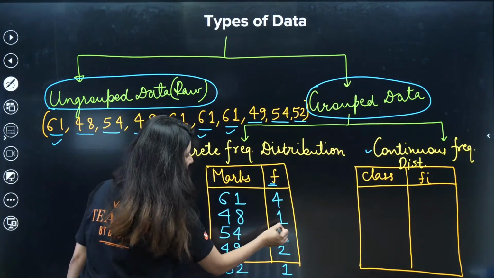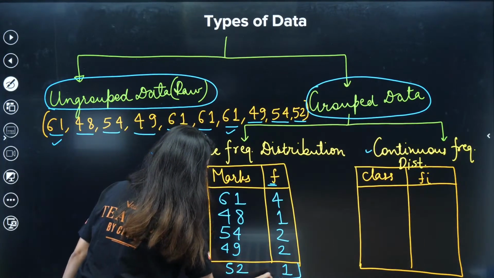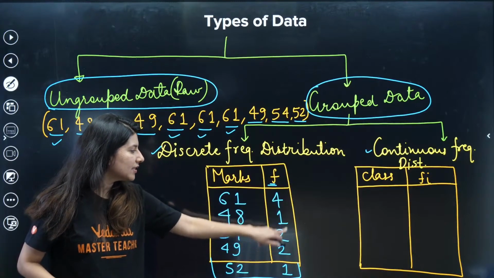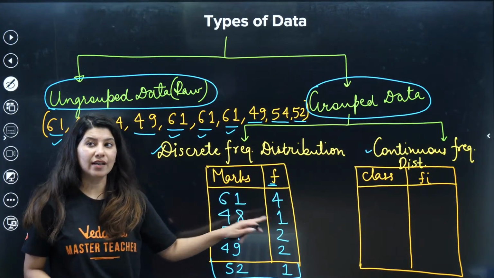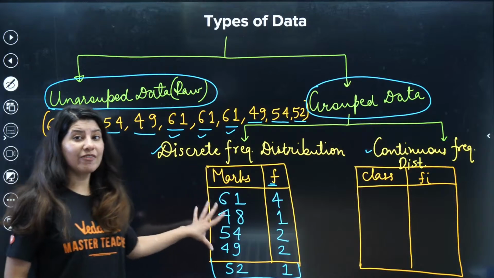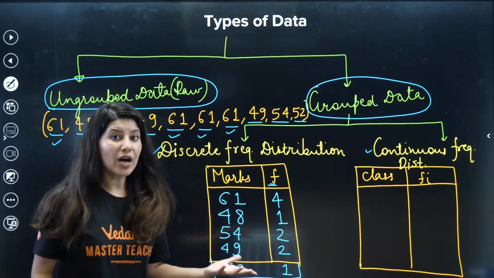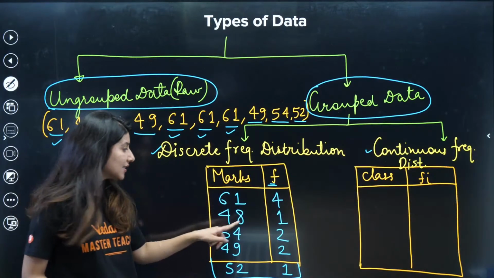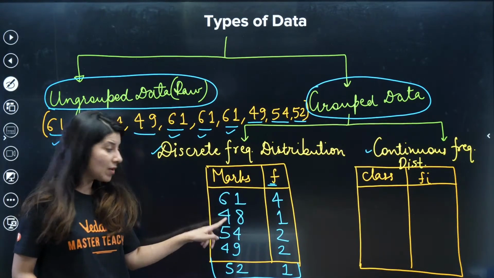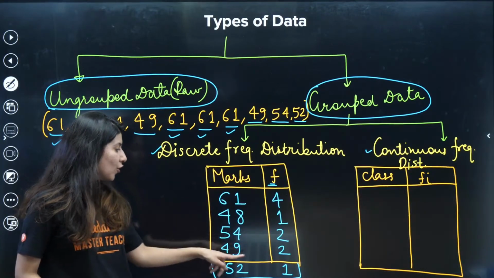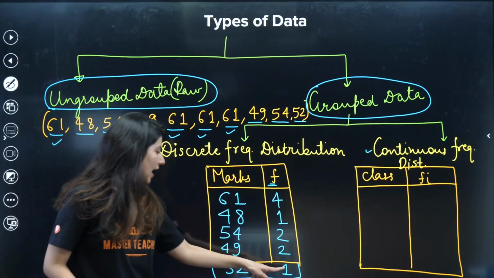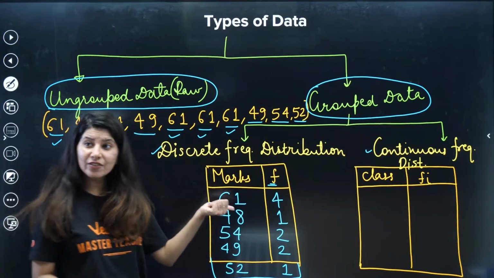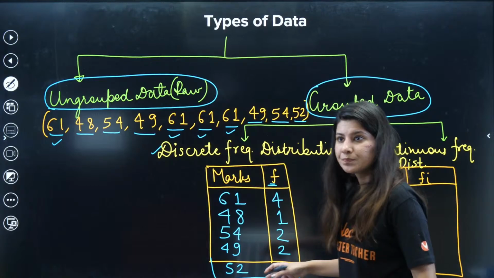So 4, 5, 6, 7, 8, 9, 10. Basically 10 students are there. If you add the frequency, you will get 10. That means 10 students are there. So how to read this data? If I gave this table to you, how would you read that? Okay ma'am, 4 students are getting 61 marks, 1 student is getting 48 marks, 2 students are getting 54, 2 students are getting 49 and 1 student is getting 52. That's the representation of discrete frequency, right?